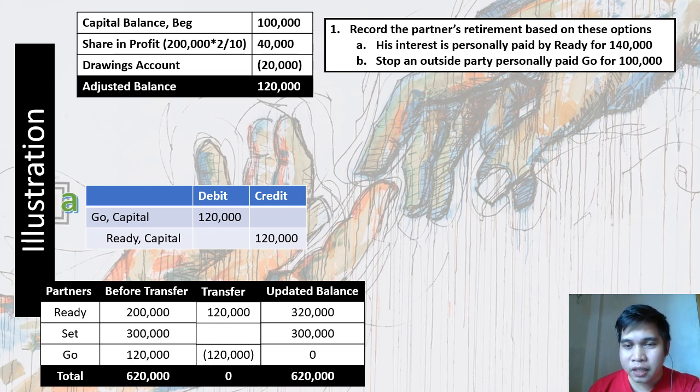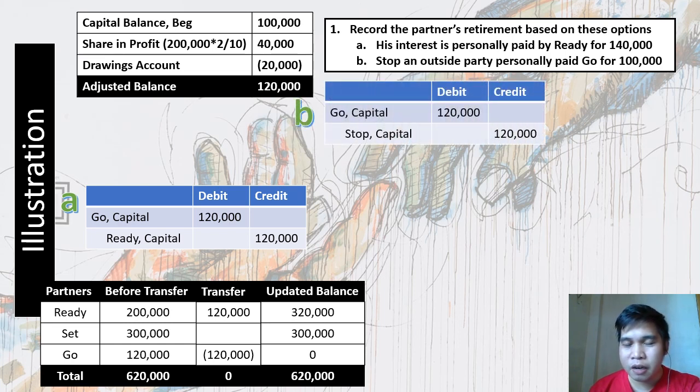So dun naman sa letter B, Stop, which is an outside party, personally paid Go for 100,000 pesos. So ganun lang din po dahil personal transaction yan between Stop, which is an outside party, and Go. So, any gain or loss is not borne by the partnership. So, hindi po natin yun ire-record. Ire-record lang po natin kung magkano yung capital balance na nalagay sa ating books. Sa case natin, 120,000. So, record lang yan as is. So, debit tayo ng Go capital, 120,000. Then, credit tayo ng Stop capital, 120,000 pesos.